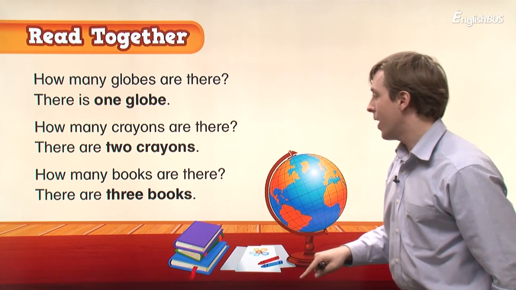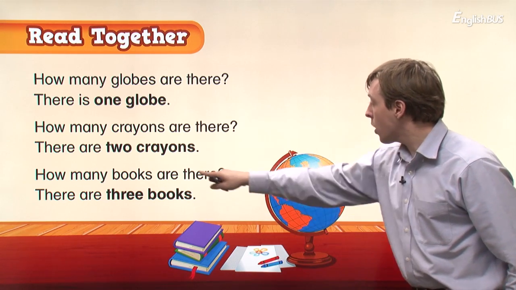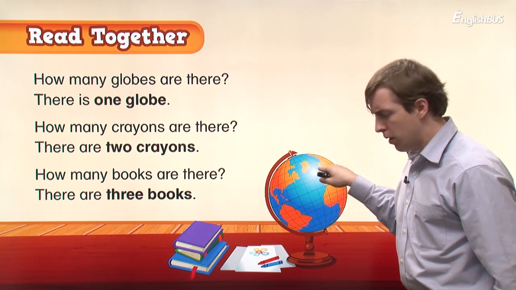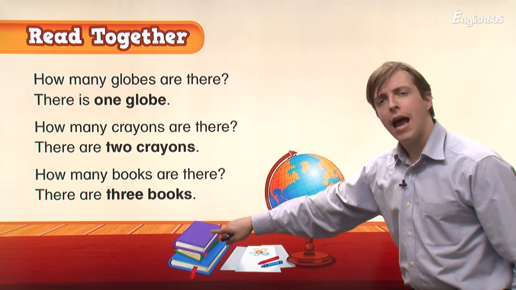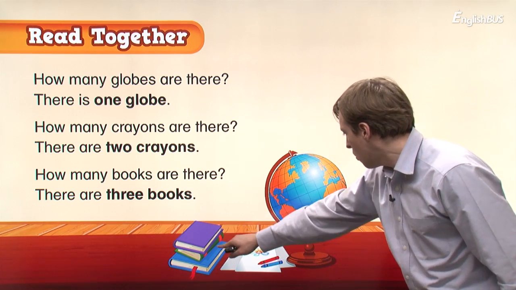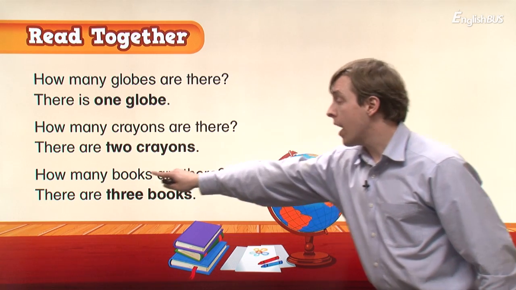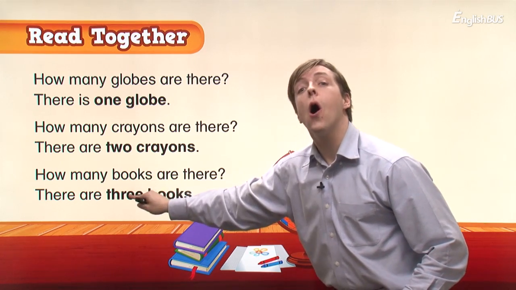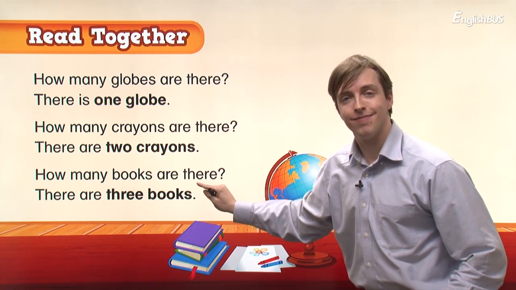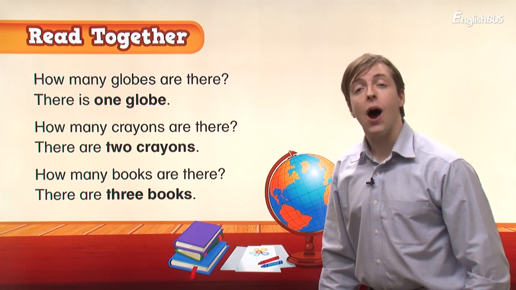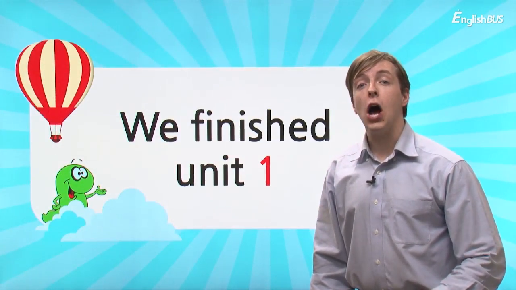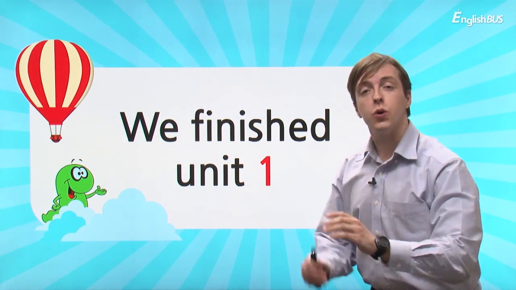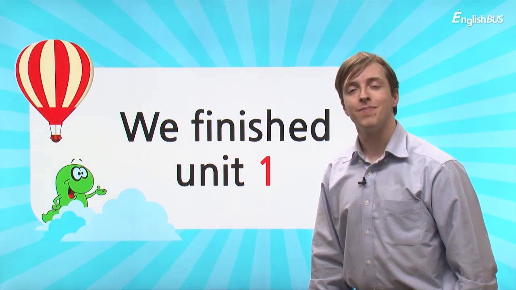There are 2 crayons. Finally, how many books are there? Are these books? No, that's a globe. These are books. How many books do you see? 1, 2, 3. There is 3 books? No, there are 3 books. Yes. All right, now there are several other exercises in your book, but I am relying on you to complete those in your workbooks. Good job!